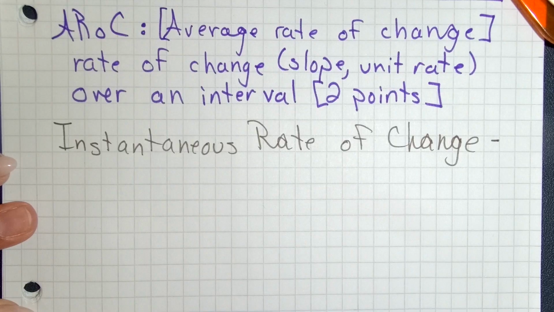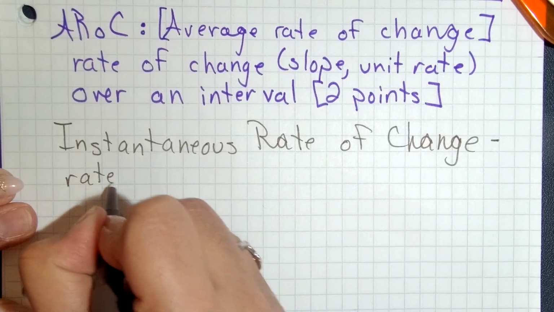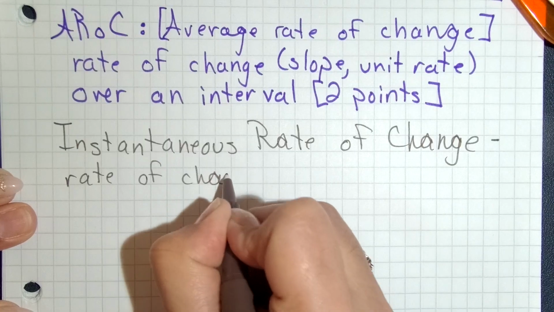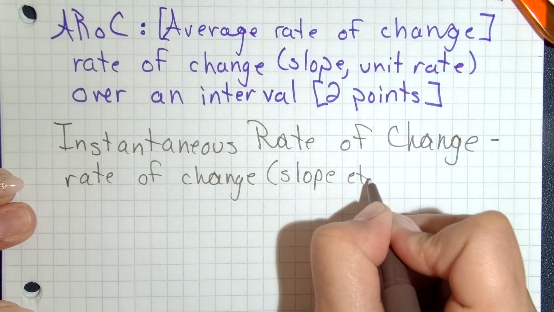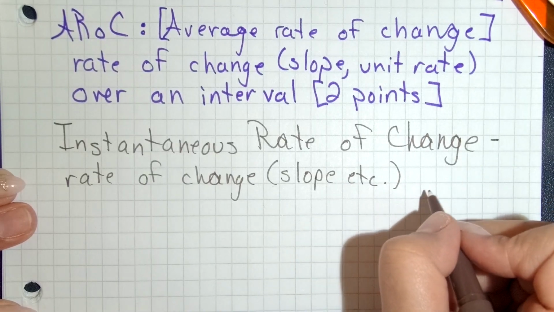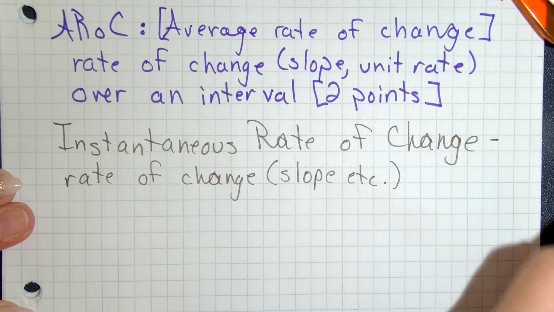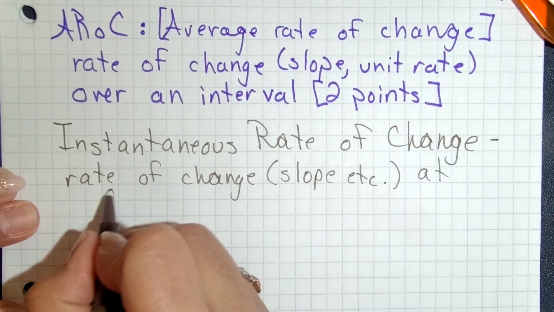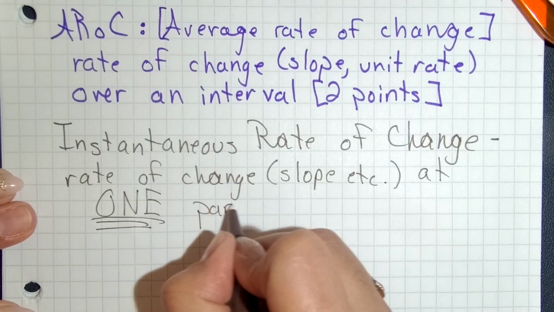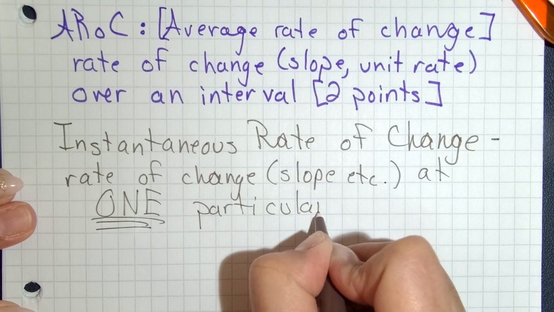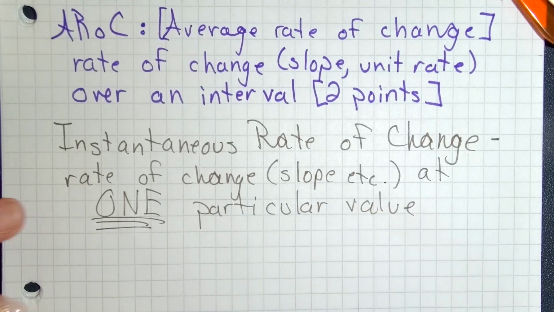The instantaneous rate of change is the rate of change, just like the average rate of change, slope, etc. But not over an interval, not between 2 points. It's at one particular value. Just one. We don't care between two things. We just care about what happens at that one instant.